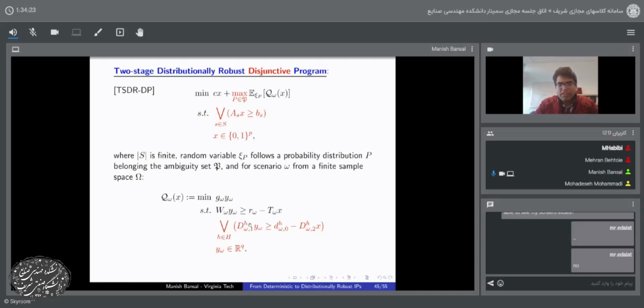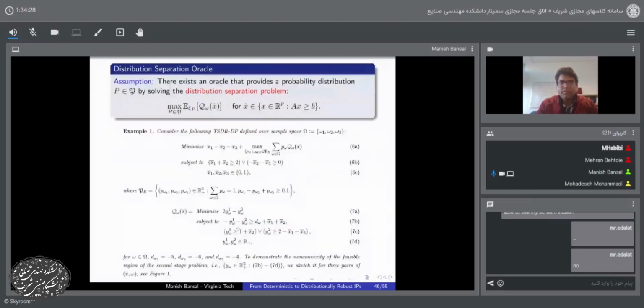So similar types of disjunctive constraints we added in the second stage problem as well, and thought that we can solve these problems. In the deterministic setting, this problem has been studied. Here is a small example of this problem. Here you have this disjunction, which means that x1 bar and x2 bar can satisfy either this constraint or this constraint. Similarly, in the second stage, either this constraint will be satisfied or this constraint will be satisfied, and this constraint has to be satisfied.